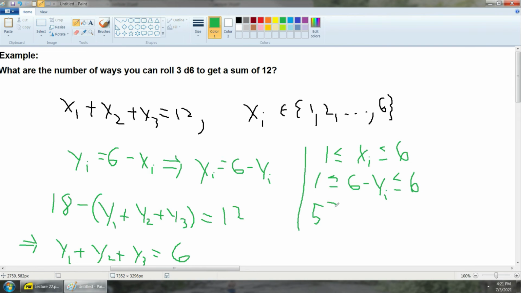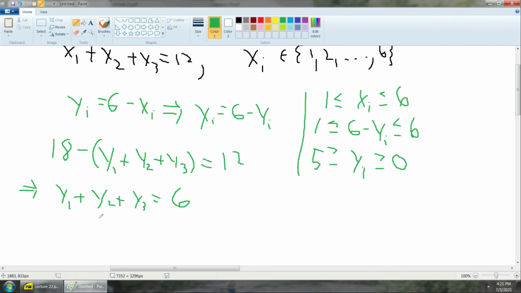Greater than or equal to, again, negative y sub i, when I divide by that I flip the sign, and 6 minus 6 would be 0, and that gives me this bound here. So sadly, this transformation didn't fix all of the issues, right? 5 is less than 6, so I could have the case where one of these things is 6 and the other two are 0, and that would be a violation of this assumption here.